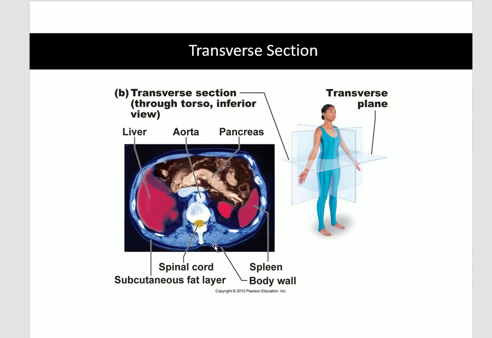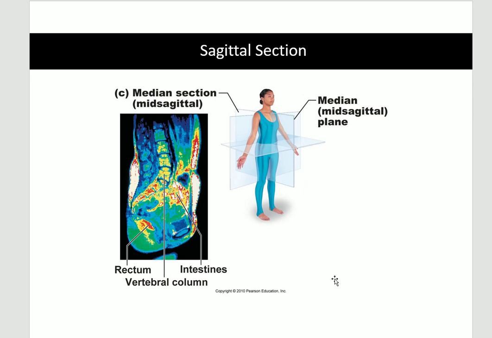But a big factor when you're looking at cross sections like this is figuring out what side you're looking at. So if this is the vertebrae right here, you kind of know how this person's laying down and how you're looking into this. And then we have the sagittal section. So we have a cut in the mid-sagittal plane. Remember, mid-sagittal is an even left and right cut, and then the mid-sagittal section is what we're looking at. So the plane is the cut, the section is everything that's in there that you can see. Intestines, vertebral column, rectum.